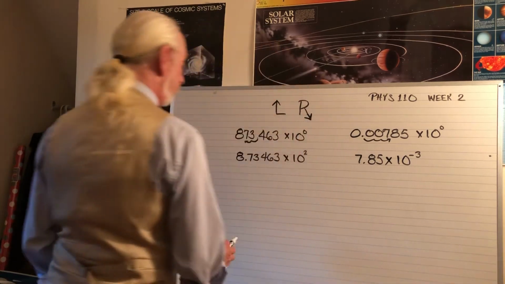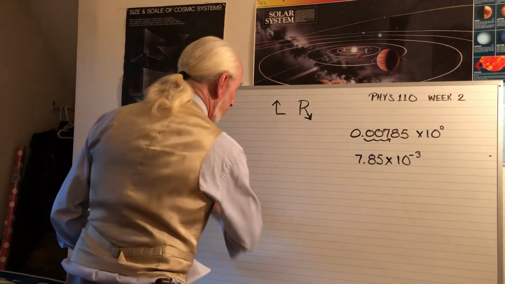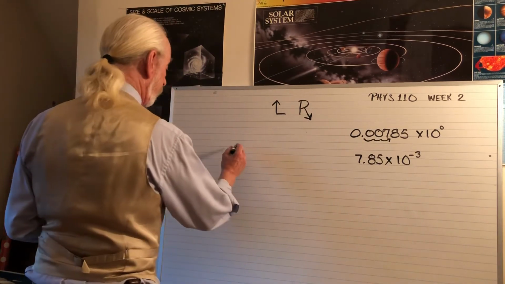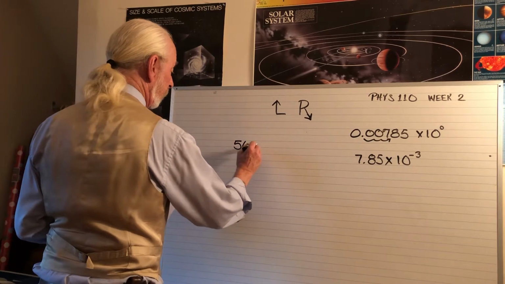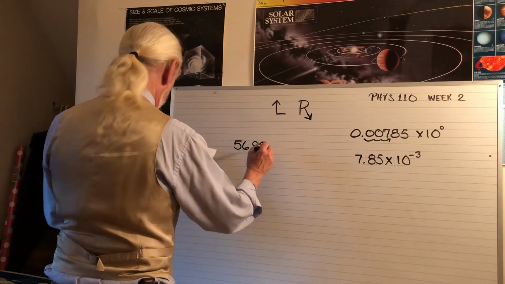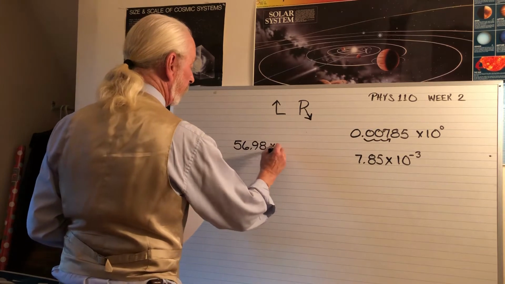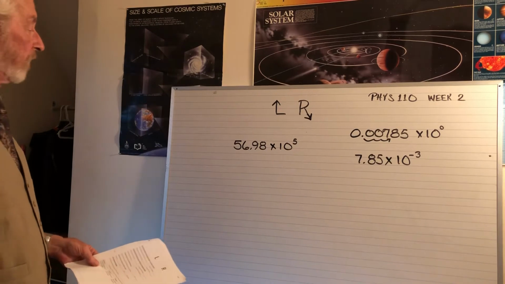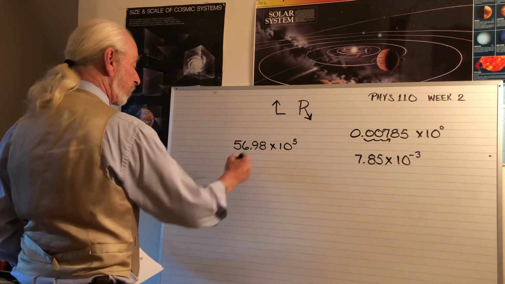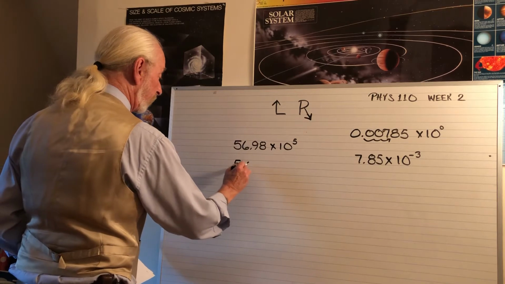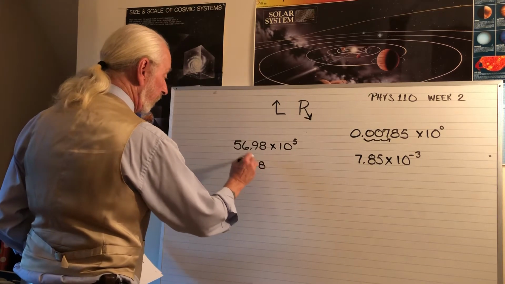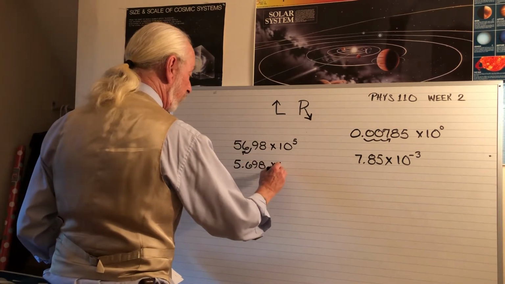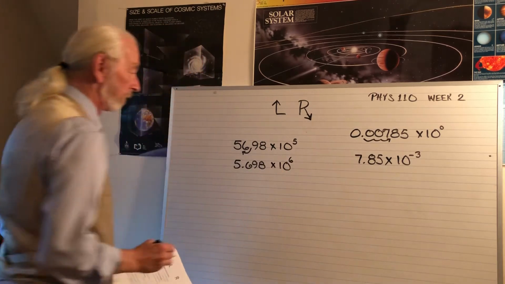Third example is one that's a little bit more typical. So you work through a problem and you wind up with 56.98 times 10 to the 5th. Okay, so it's not quite in correct scientific notation. Here's how I want the coefficient to read: 5.698. So to do that, I went over one space to the left. So the exponent's going to go up by 1, so that makes it 10 to the 6th.